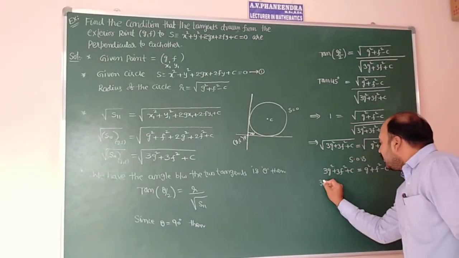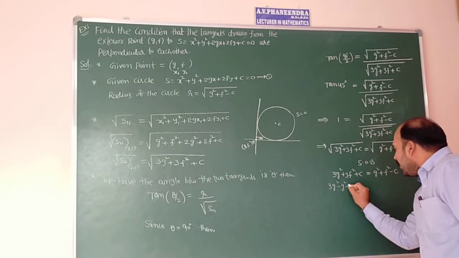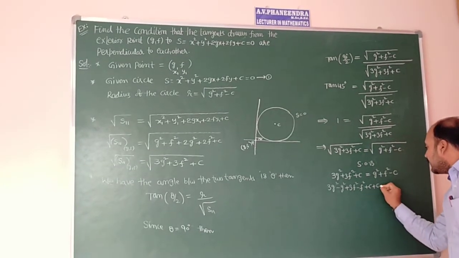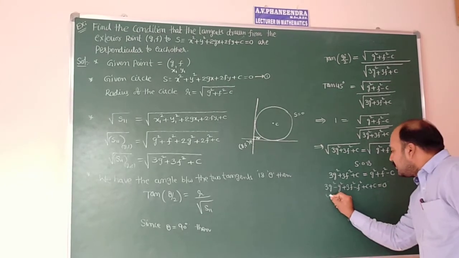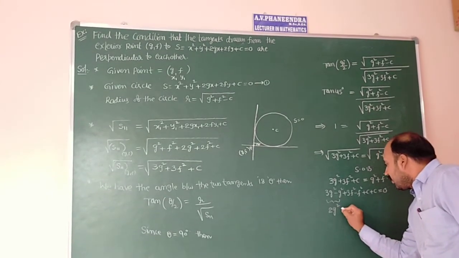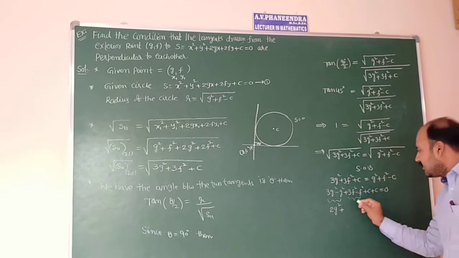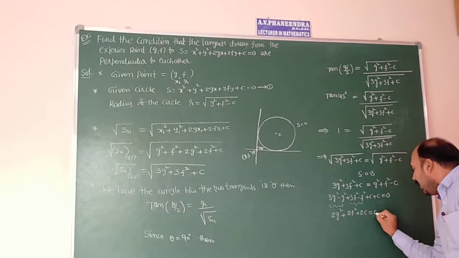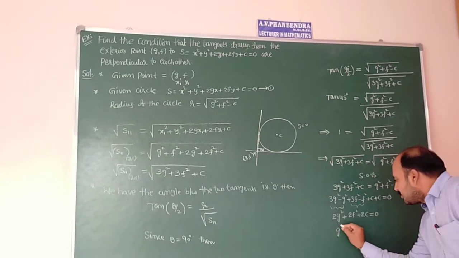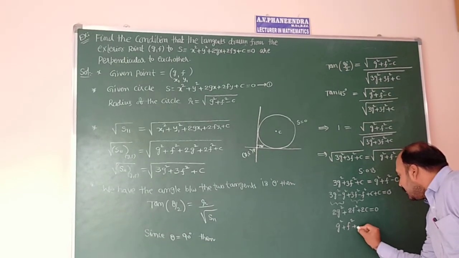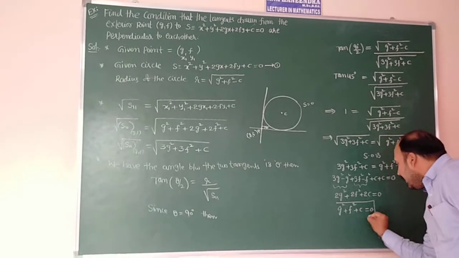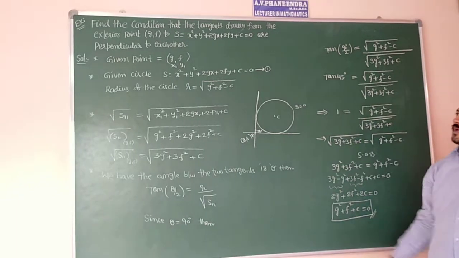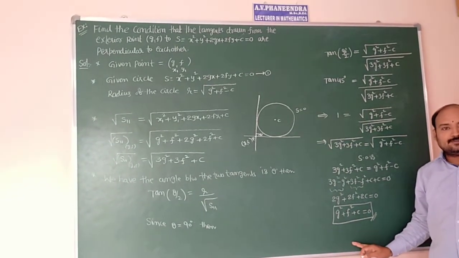Taking these values to this side: 3g square minus g square plus 3f square minus f square plus c minus of minus c. 3g square minus g square, 2g square, plus 3f square minus f square, 2f square, c plus c, 2c. So taking 2 common, we get g square plus f square plus c equal to 0. This is the condition that the angle between the two tangents to the circle from the point (g, f) is a right angle.